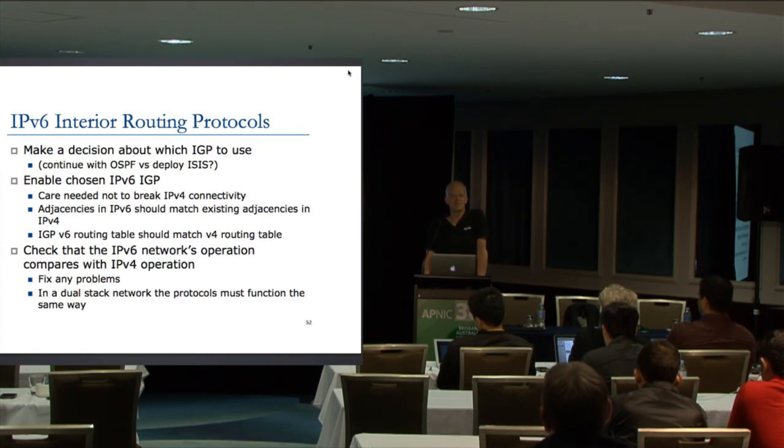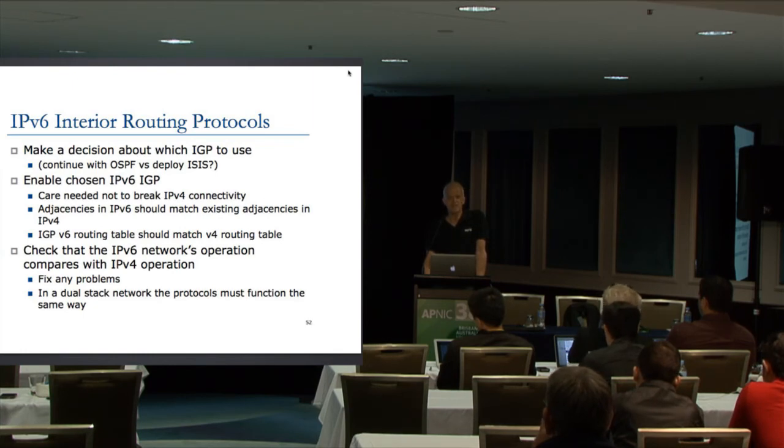Right, so if you're deploying OSPF version 3, you replicate what you're doing in OSPF version 2. Check that adjacencies are all the same. If you're going to deploy IS-IS to support v6, well, if you're using single topology, be very careful. If you're using multi-topology, who cares? Check adjacencies. You should have the same number of adjacencies. If you don't, something has gone wrong.